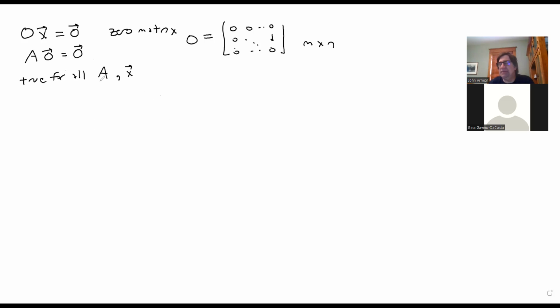The other matrix we're going to be spending a lot of time with is the identity matrix. The identity matrix is usually denoted with capital I. For the most part, we're going to do these with square matrices. So here's the example of the 2 by 2 identity matrix.